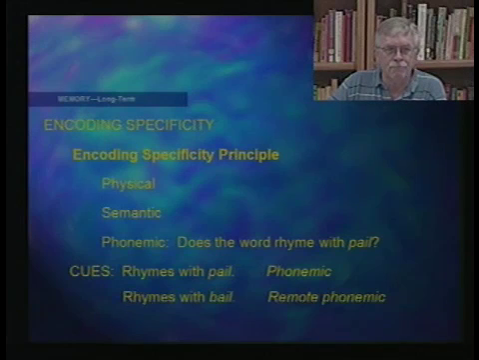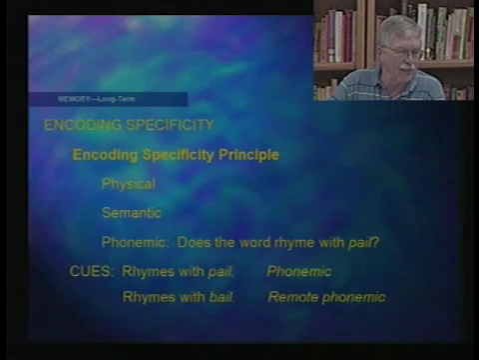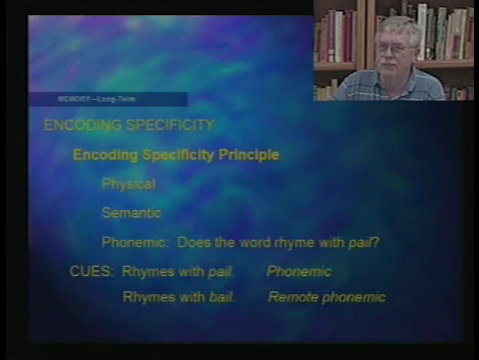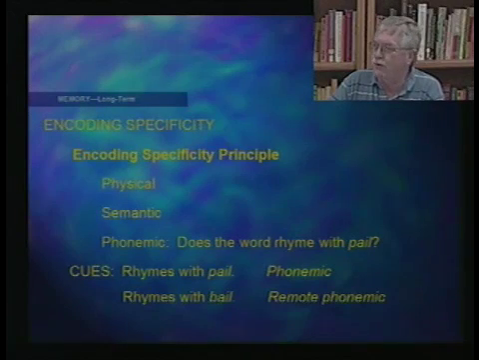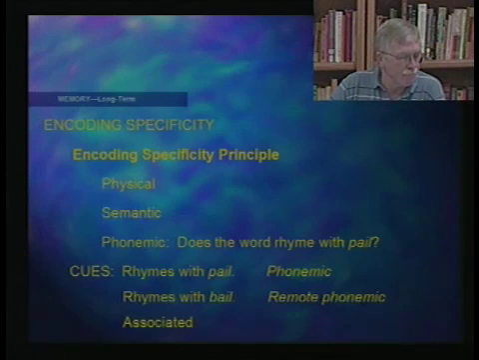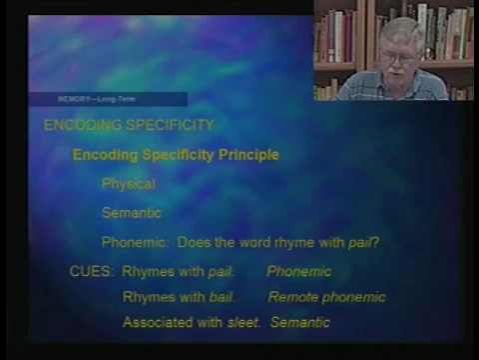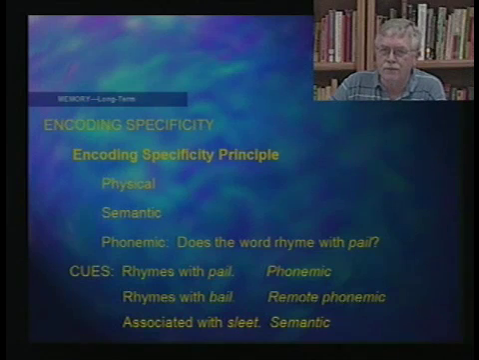Rhymes with bale. The link is remote, but it is still phonemically based. That is, bale and pale don't directly relate to each other semantically, but obviously phonemically they sound very close to one another. Okay? And associated with sleet. Now we're giving you a semantic cue instead of a phonemic cue.